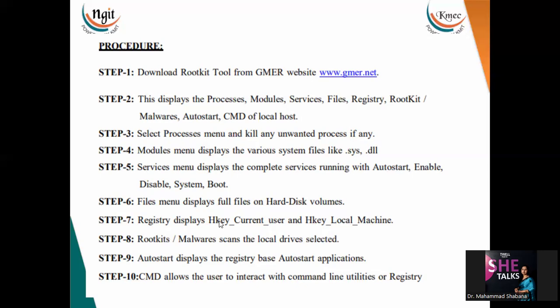The Windows registry contains crucial system configurations. Rootkits often modify registry keys to gain persistence or alter system behavior. By checking HKEY_CURRENT_USER and HKEY_LOCAL_MACHINE, users can look for unauthorized changes.